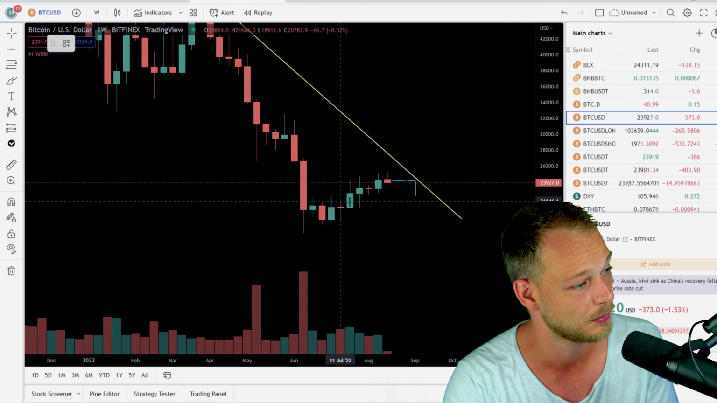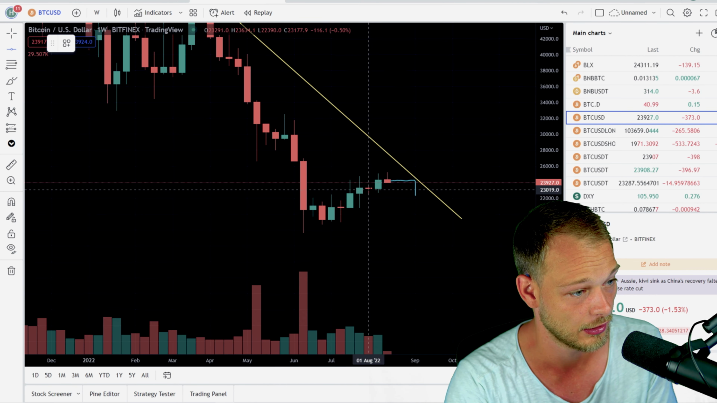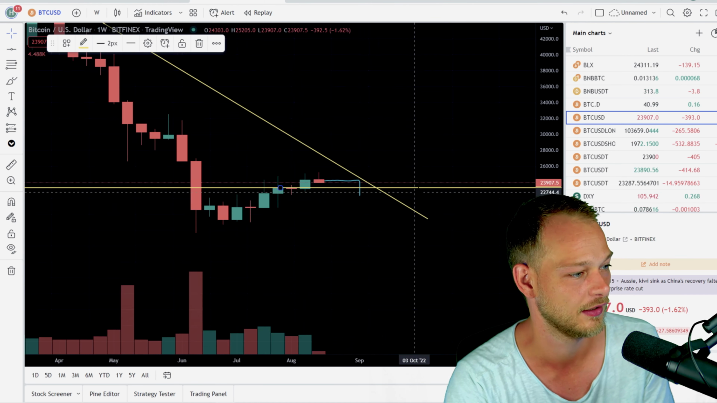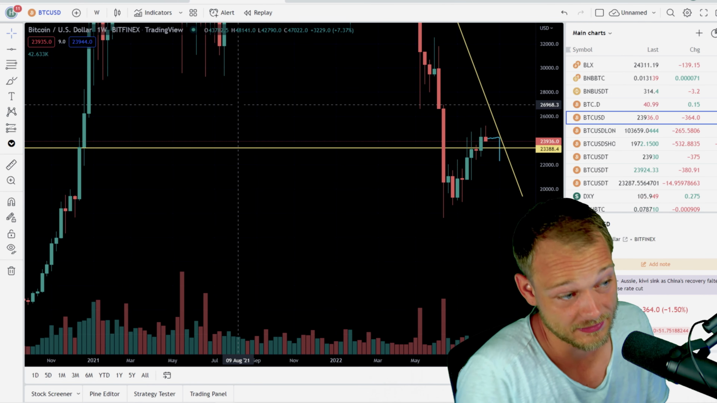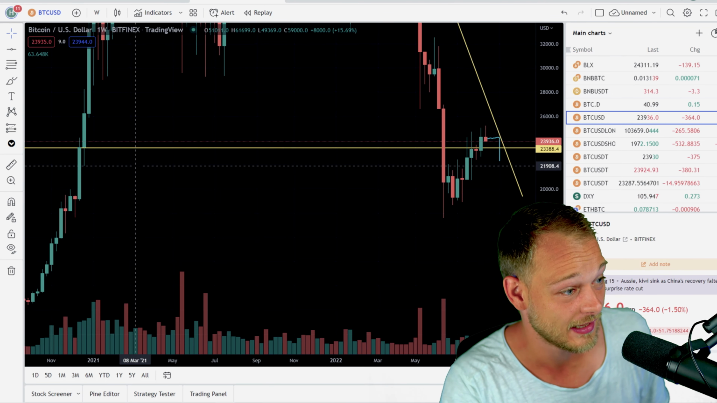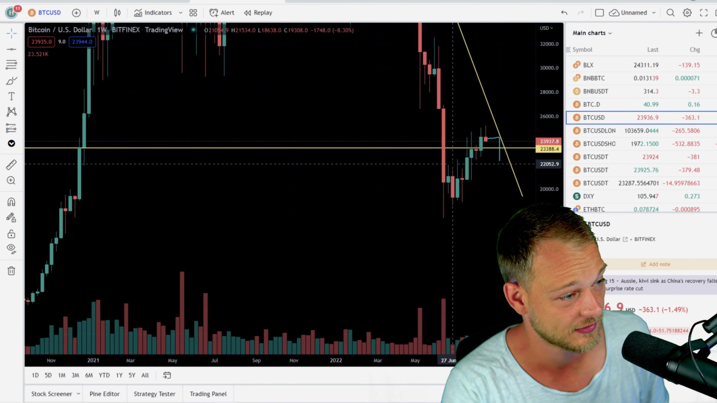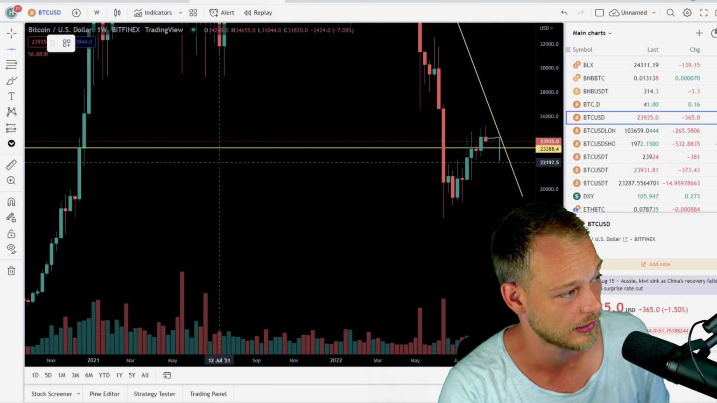But you want to have multiple lines in case we break this level, right? So we're going to draw some more. So around here. Then what might happen if we break that? Well, if we break that, then I see that we had a fake out over here that held support, and we had some resistance there. So that's also a line, right?